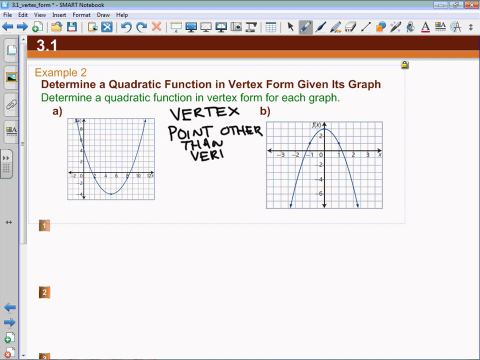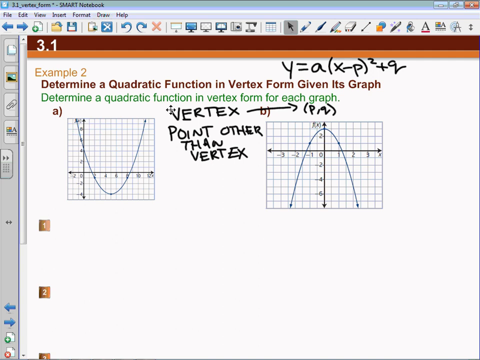And the logic behind that is that once we know the vertex, we are going to know what P and Q are. Let me put vertex form up here again. So y equals a times (x minus p) squared plus q. So once we know the vertex, we know what P and Q are, but it's really important that whatever the value of A is, doesn't change where the vertex is, right? It can change if it opens up or down or so on.